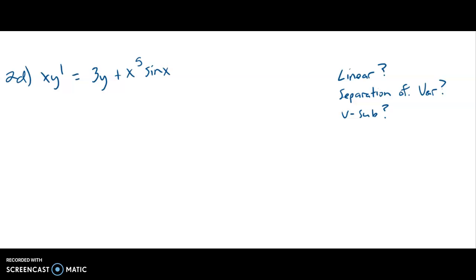All right, 2D. So again, we're going to go through and figure out which one of these methods is going to work best. We're going to think, is it linear? Is it separable? Is it u-sub?